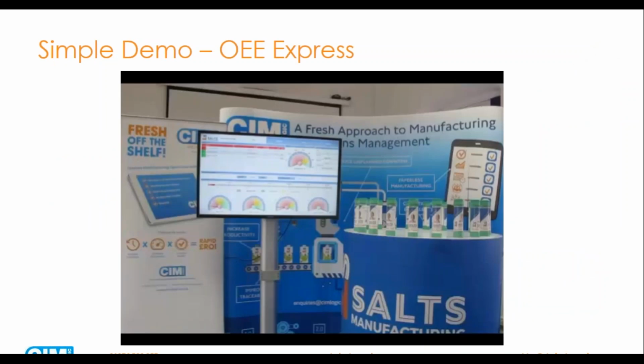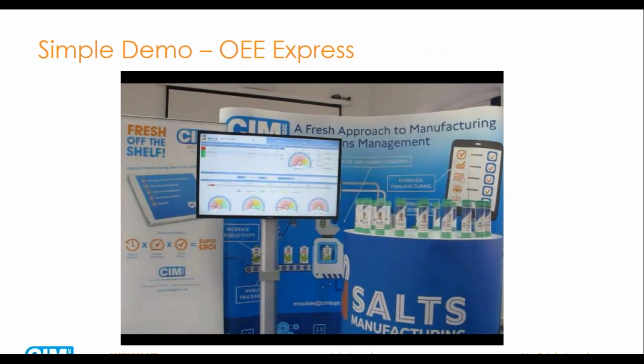So just to show you a very quick example, we've got a new product which we're releasing called OEE Express, and the intention of OEE Express is that it's able to capture OEE in its very simplistic fashion using just a single data point, as discussed, and from that single data point we're able to generate a lot of useful information for both the operator and the operations team in general.